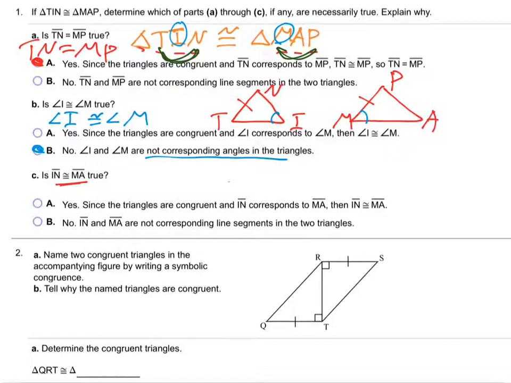Right? All the sides and all the angles in the TIN triangle have to be the same as the sides and angles in the MAP triangle, but only the right ones match up. How about part C? IN and MA. So we come on down here. IN, is that congruent to MA? Where's IN? Here's IN, here's MA. No, they blew it again. Wrong order. IN are the back two, MA are the front two. So no, again, those are not corresponding. Those are different parts of the triangles. So they're just helping us to be careful to look at the order of the statement.